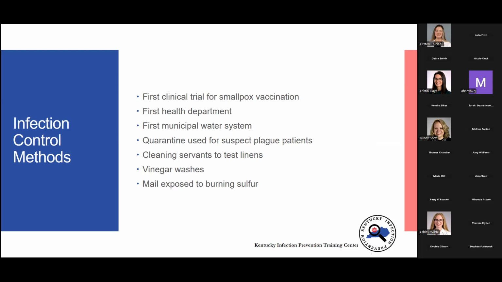So if someone died from the plague and they had slept on certain linens, they would launder the linens, but then they would have cleaning servants sleep on these linens. And if they didn't get sick, then the linens were deemed fine for others to use. But of course, if they did, then the linens had to be destroyed. They also did vinegar washes, and they knew that their mail may be a risk of contamination and transferring these illnesses, so they exposed their mail to burning sulfur to try to prevent that exposure as well.